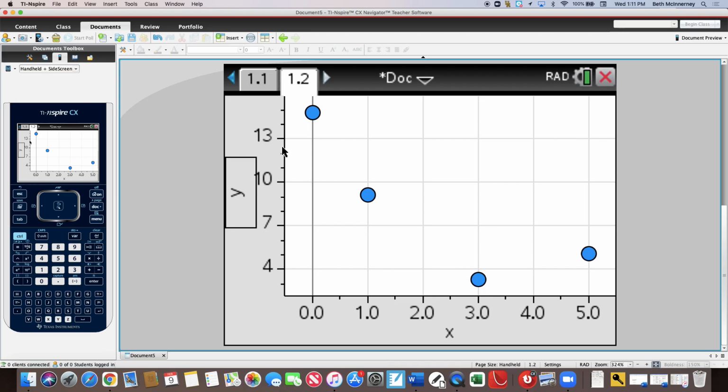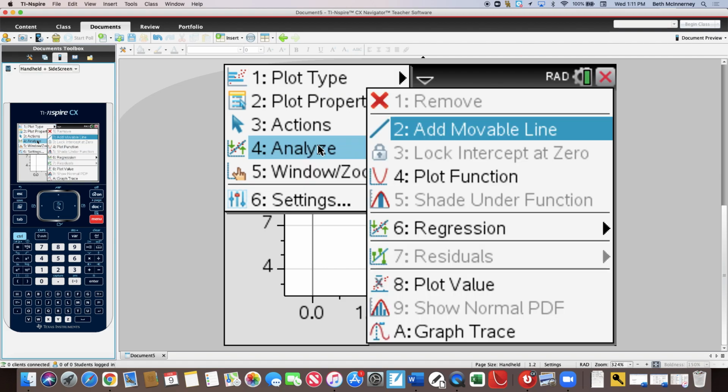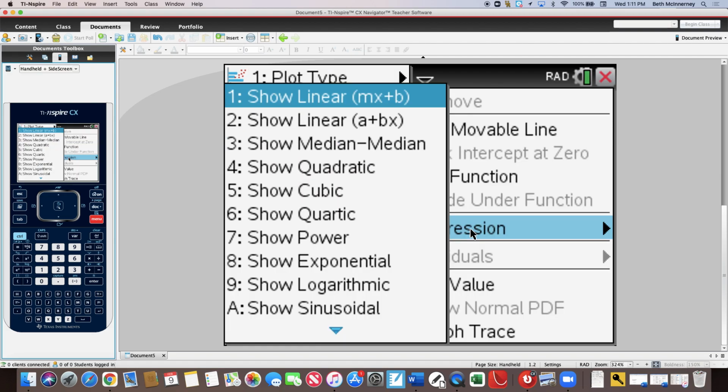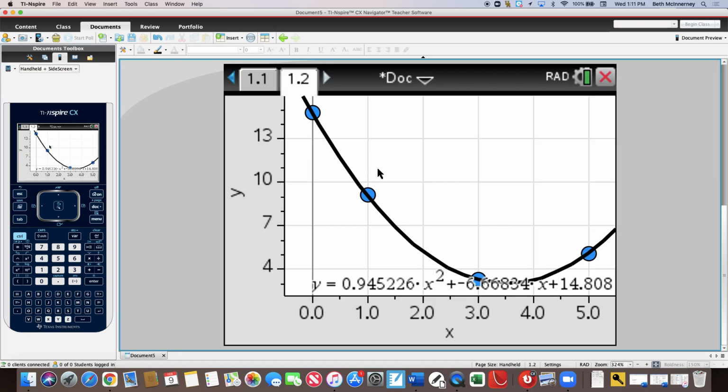Can you give me thumbs up? How many of you are with me? Are you still with me? All right, good. So now we're going to press Menu, Analyze, Regression, Quadratic Regression. There it is. Cool beans.